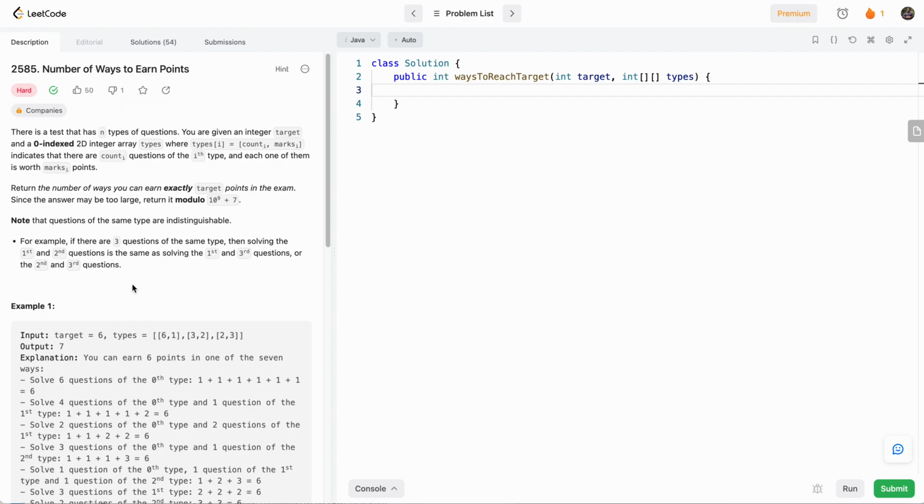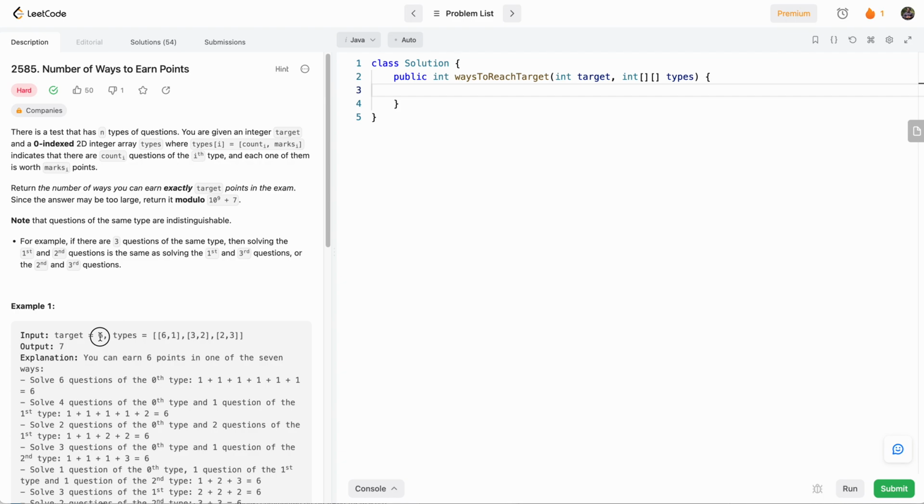So basically we're given an array of question types, where each element in the array represents the number of questions of that type and the number of points you can get by solving this question. So this means that there are 6 questions where you get 1 point, and then the second one, there are 3 questions where you can get 2 points, and then 2 questions where you can get 3 points, and so on. And you're given a target, right? So you're basically asked how many ways can we achieve these target points with these questions?